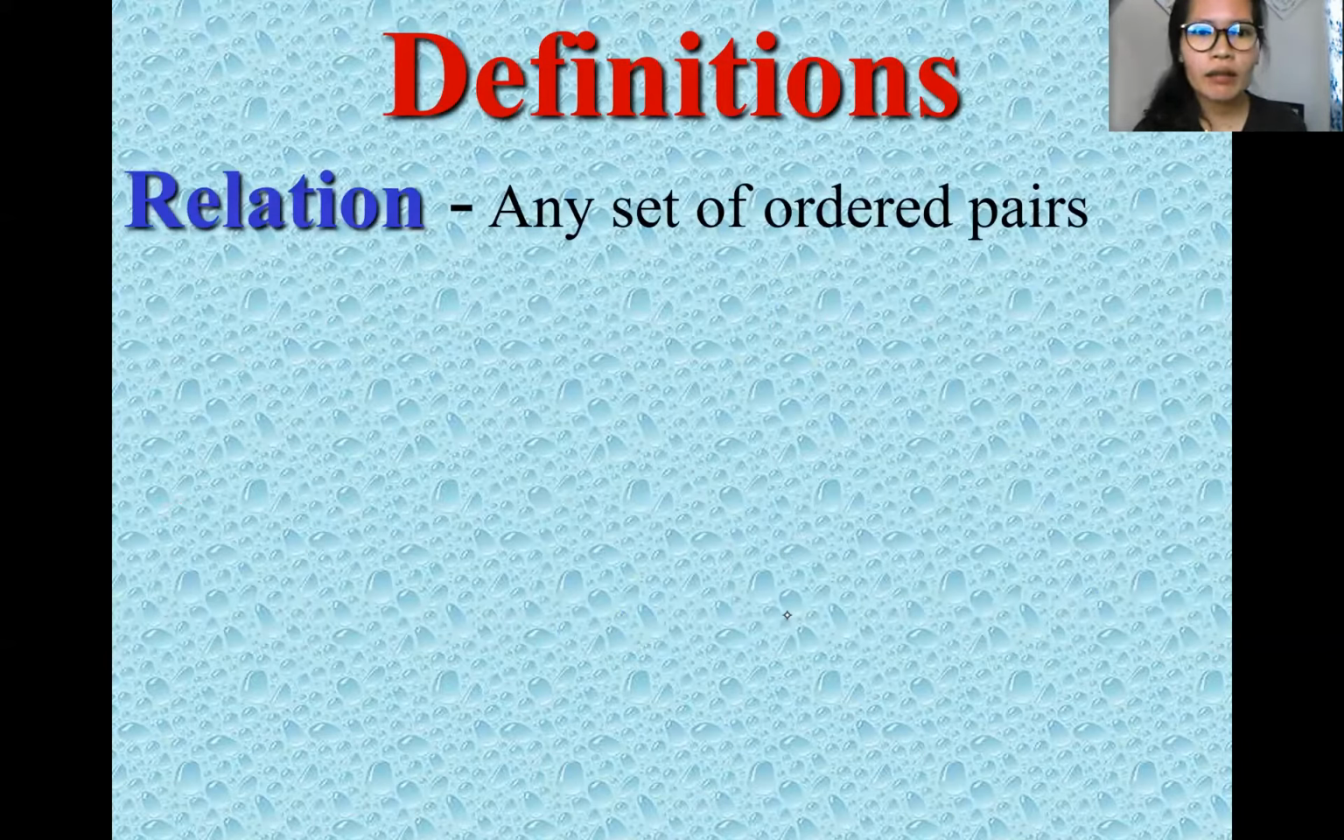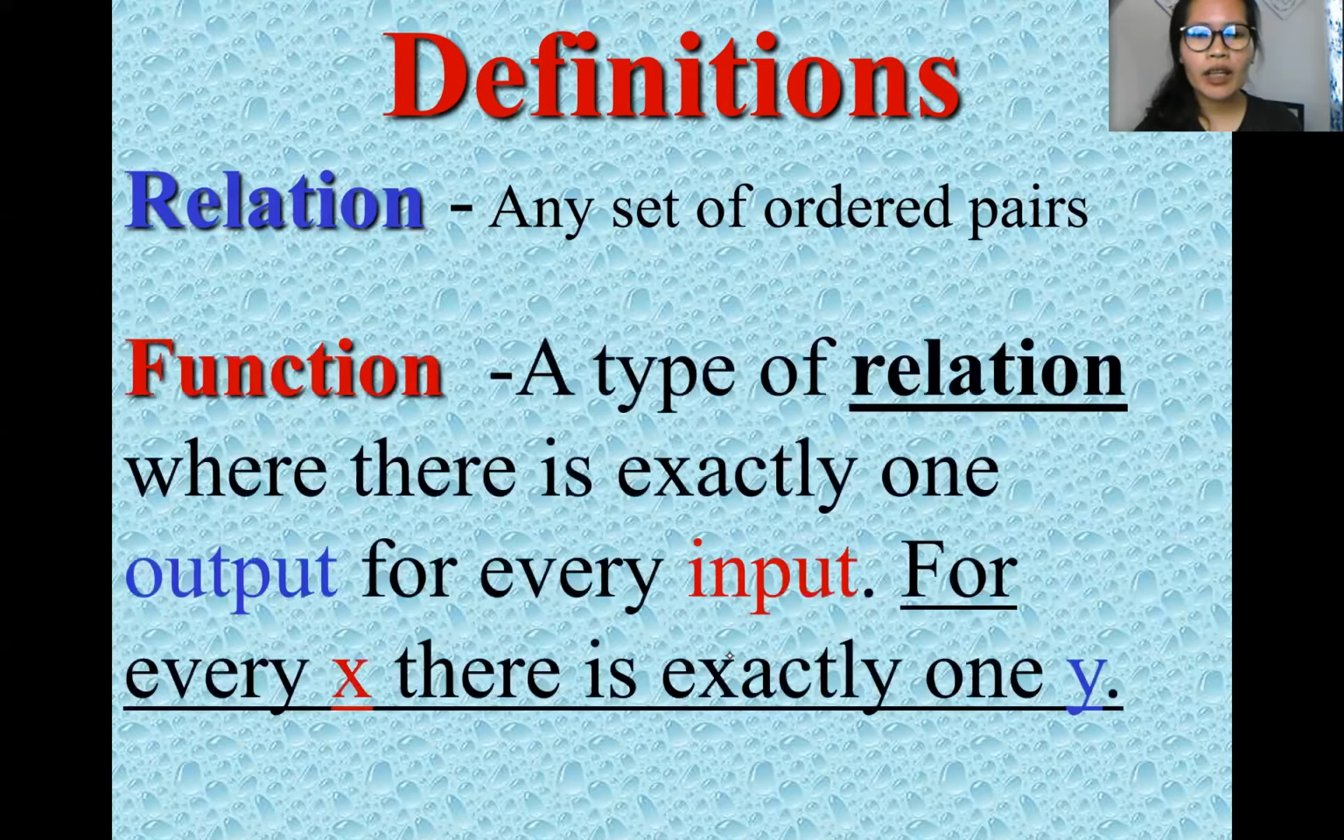When we say relation, it is any set of ordered pairs. Ordered pairs consist of the value for x and the value for y, or in other words, an input and an output. But a function is a type of relation where there is exactly one output for every input. In other words, for every x, there is exactly one y.